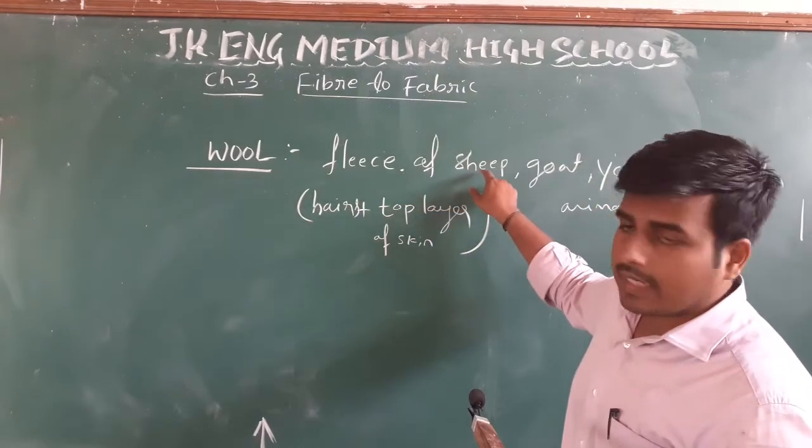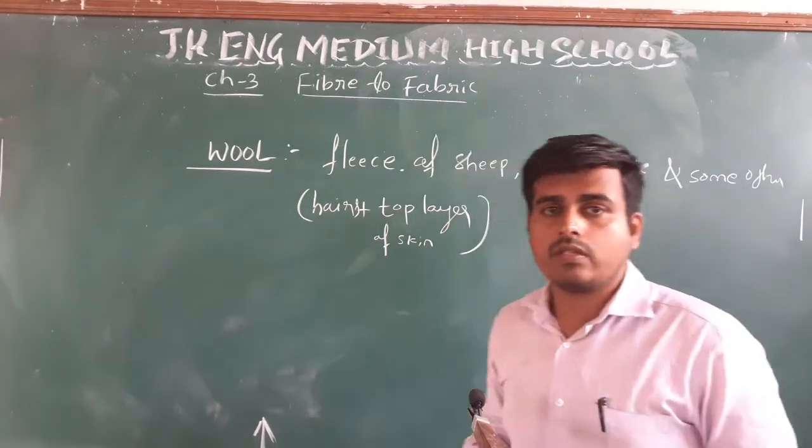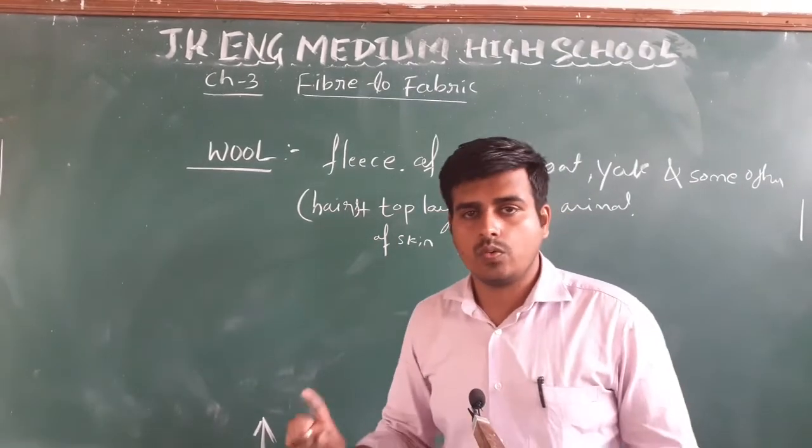Wool is a hair, a fleece obtained from a few animals like sheep, goat, yak, and even camel also. Altogether it is known as wool.